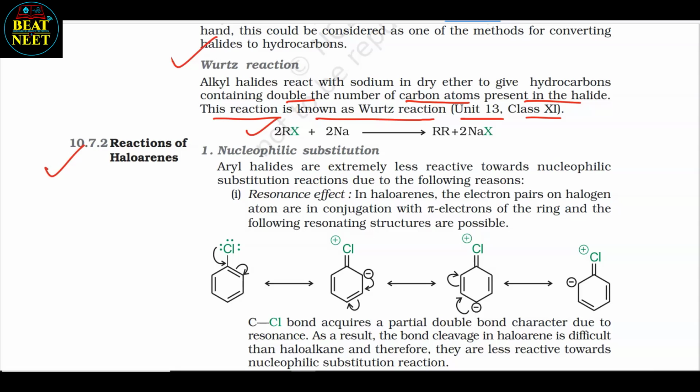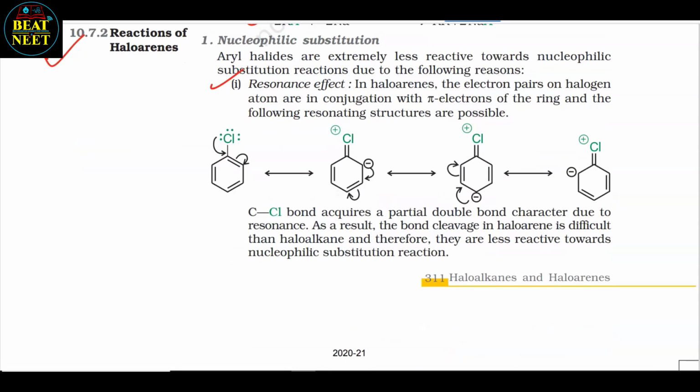10.7.2 Reactions of haloarenes. Number 1, nucleophilic substitution. Aryl halides are extremely less reactive towards nucleophilic substitution reactions due to the following reasons. Number 1, resonance effect. In haloarenes, the electron pairs on halogen atom are in conjugation with pi electrons of the ring, and the following resonating structures are possible.